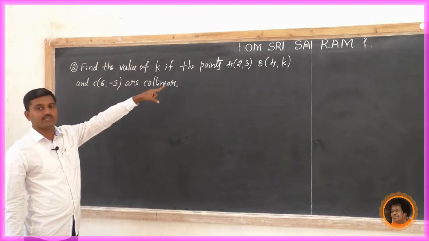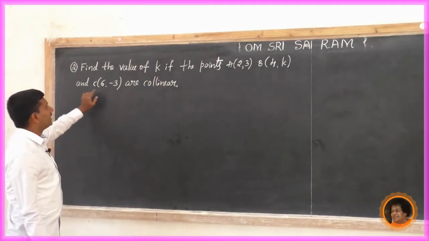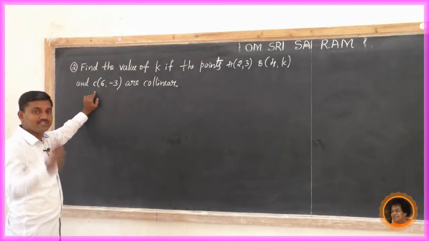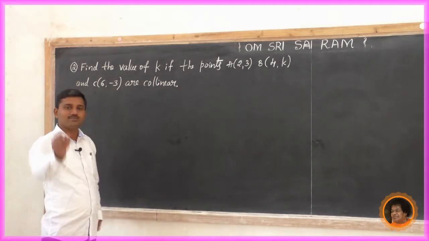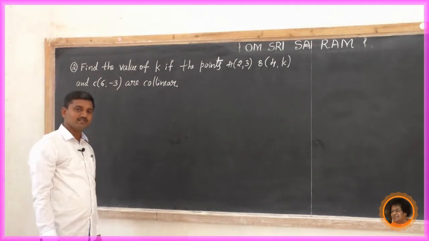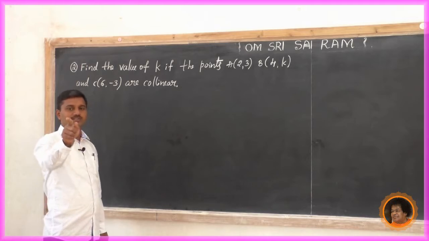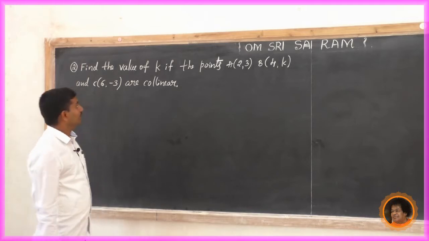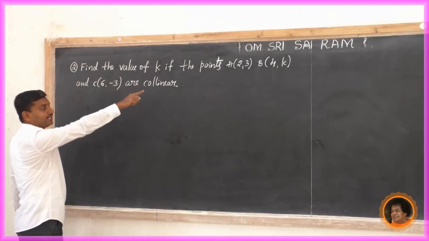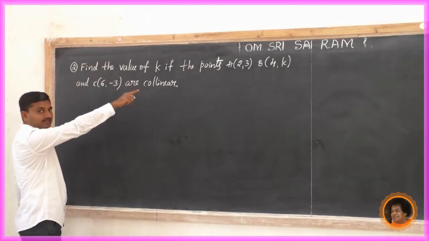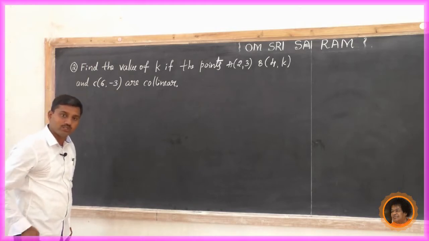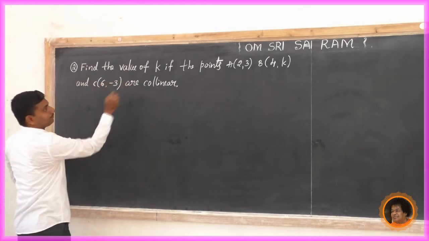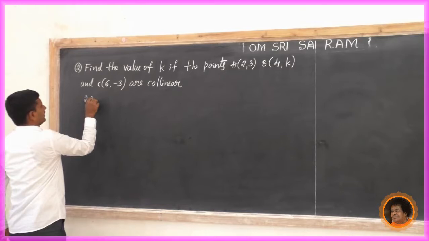Three coordinate points are given: (2, 3), (4, k) and (6, -3). The condition given is that these points are collinear. What is the meaning of collinear? Collinear means the area of the triangle must be 0. So since the points are collinear, the area of the triangle must be equal to 0.